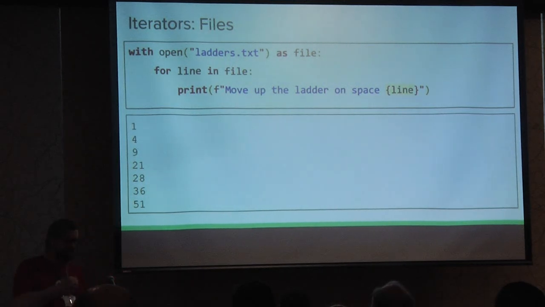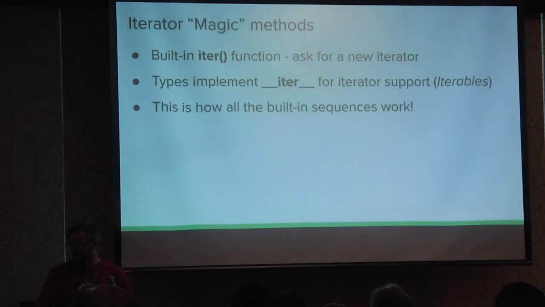All the built-in sequences in Python support iterators automatically for you. I can iterate over dictionaries, I can iterate over tuples, sets, whatever, and they work exactly the same way. So let's look at how they actually work, and let's talk about magic methods.